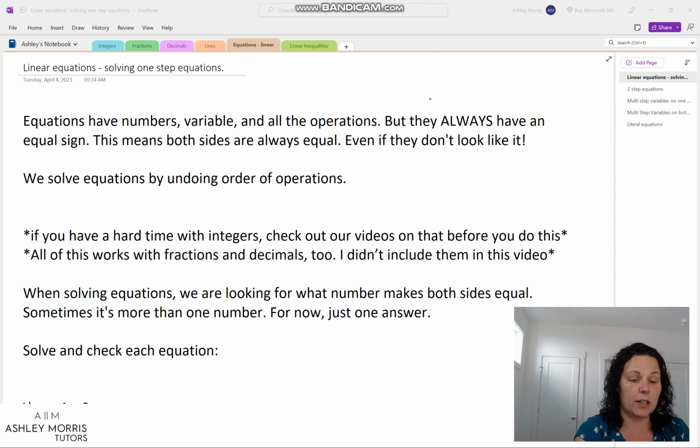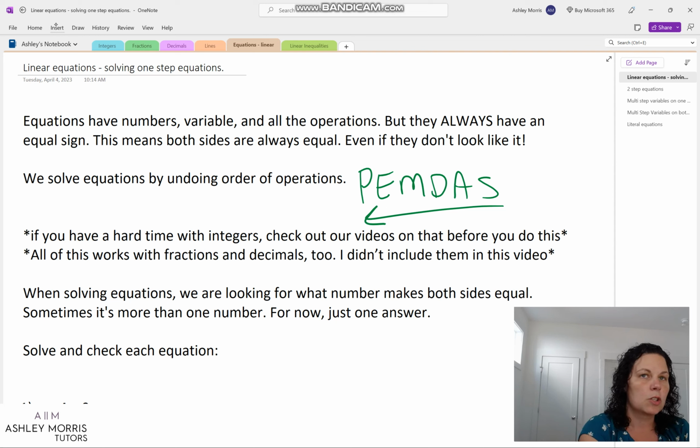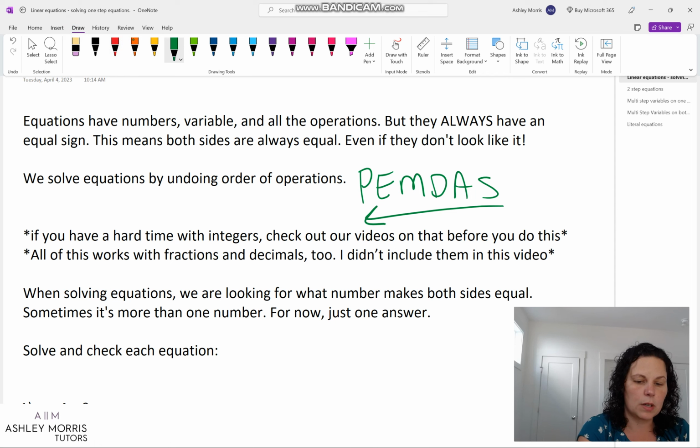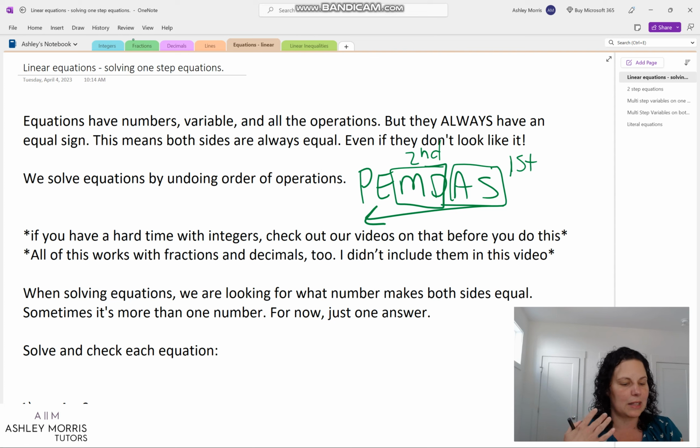And we're going to solve them by undoing order of operations. So I like to write PEMDAS on my computer screen or on my paper or whatever, and then draw an arrow telling me I'm going backwards for that. So we're gonna start this out going backwards. So we need to do addition and subtraction first. And then we're gonna do multiply and divide second if we have more than one step. And in these equations, we're just doing one step.